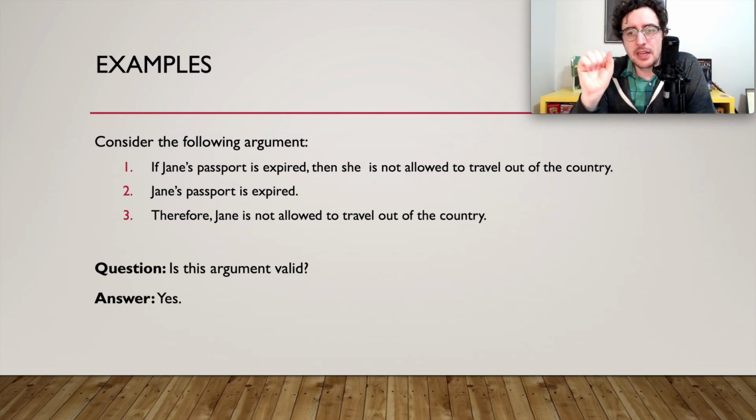But the idea is, in order to assess the validity, we say, well, the first premise tells us that if her passport's expired, then she's not allowed out of the country. Let's just assume that that's true. And let's also assume that the second premise is true, that her passport is expired. Well, the idea is, if we imagine that both those claims are true, well, then it would have to be true that Jane is not allowed to travel out of the country.